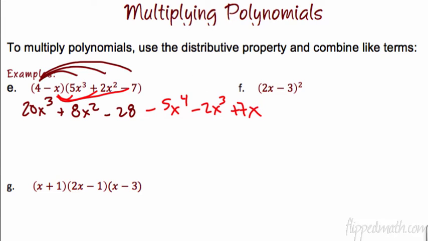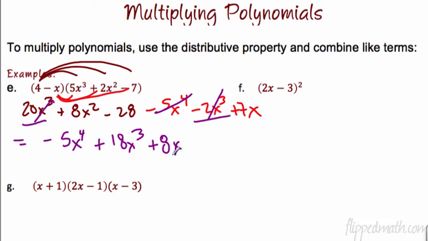So now it's just a matter of combining and rewriting here. The highest exponent we have is x to the fourth, so we're going to write all of this equals negative 5x to the fourth. That's going to go away. I then go to my third, so we have negative 2x to the third and 20x to the third. That's going to give us a positive 18x to the third. Next up, the squareds, positive 8x squared. That's the only one we have, so we're going to leave that there. The regular x's here, plus 7x, and then a minus 28. All right, that's easy enough.